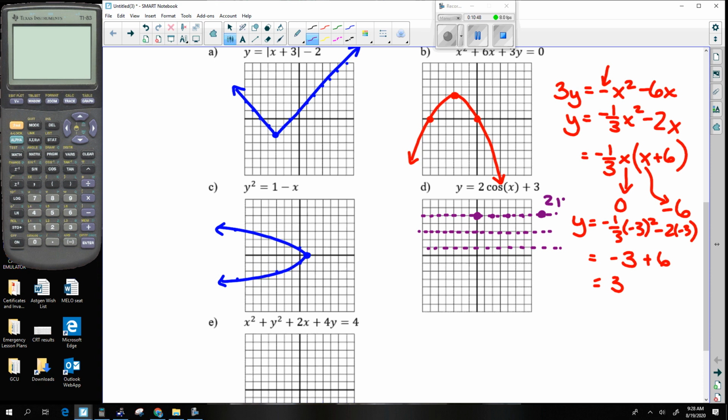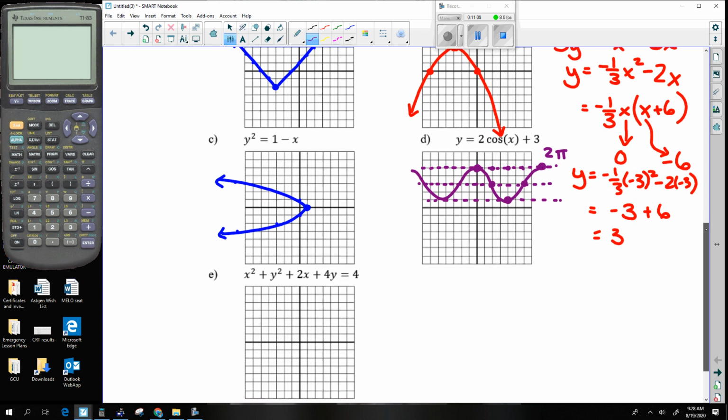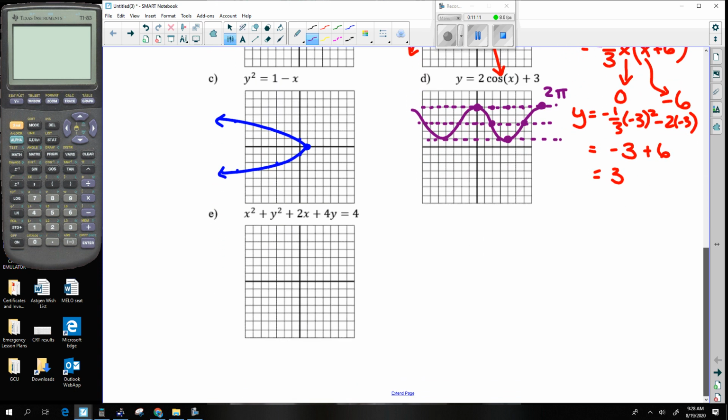I'll call this 2 pi in the x direction. So this is 2 pi in the x direction. And then this is what it would be. Okay, again, I don't think there's too much graphing of sines and cosines without a calculator on the test itself. I think all of that is calculator driven.